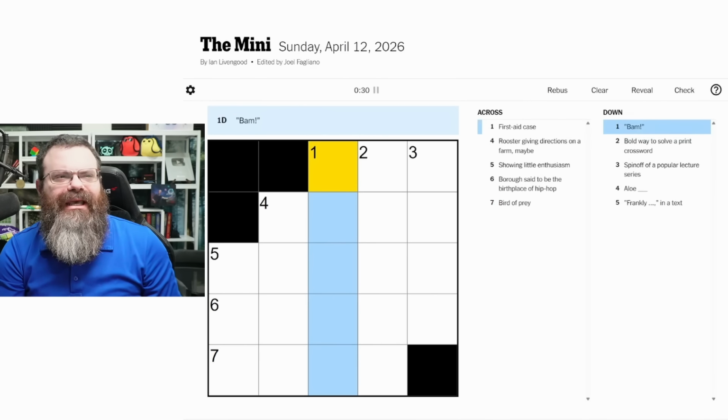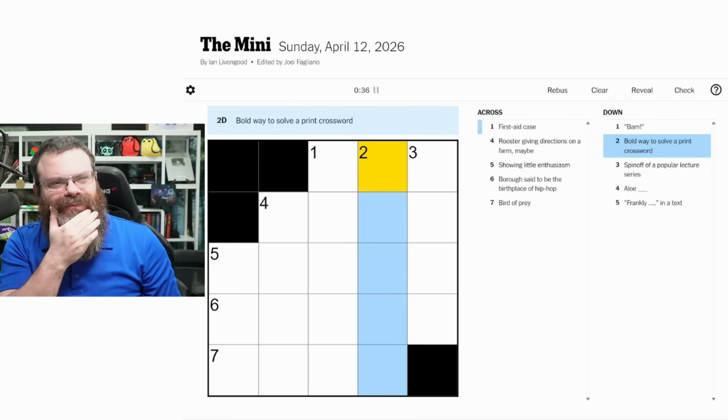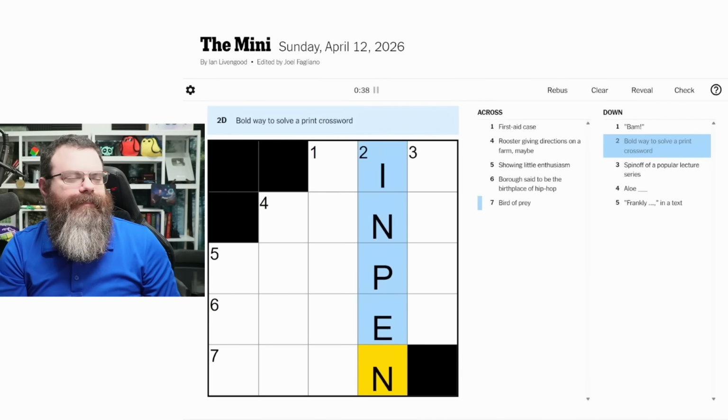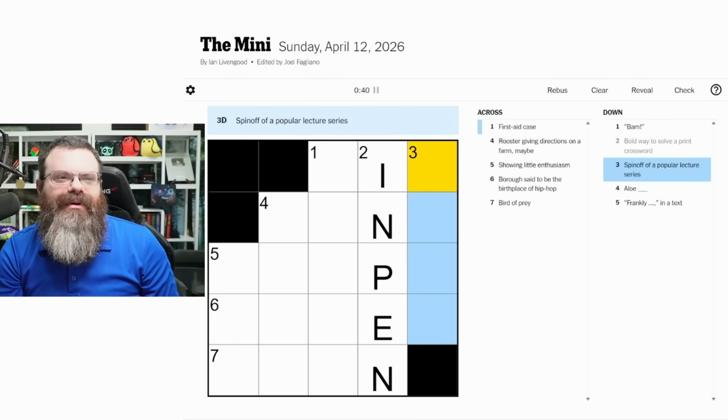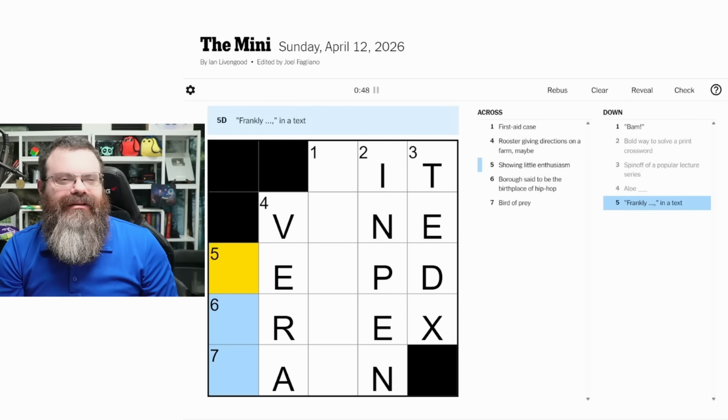Okay, I hope the downs are easy. Bam. Bold way to solve a print crossword. In pen. Spin-off of a popular lecture series. TEDx. Aloe vera. Frankly, in a text. I don't think that's IMO.